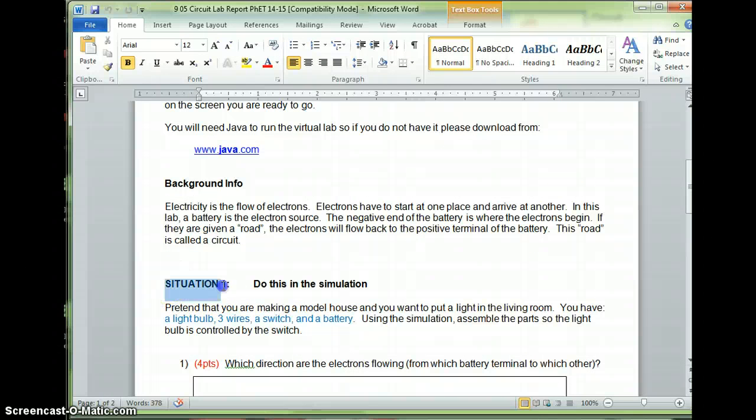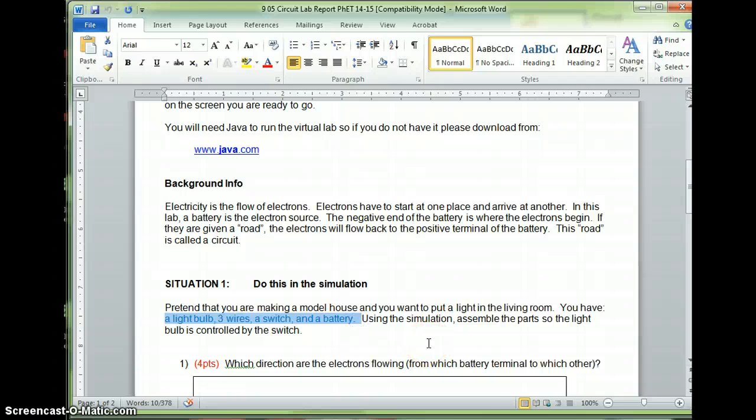Okay, so situation 1 requires a light bulb, 3 wires, a switch, and a battery. And it says using the simulation, assemble the parts so the light bulb is controlled by the switch. So I need a light bulb, 3 wires, a switch, and a battery.